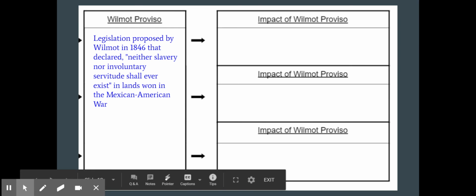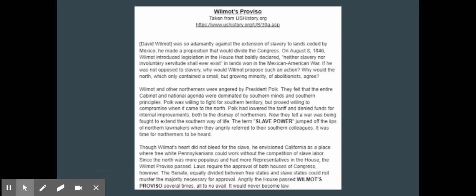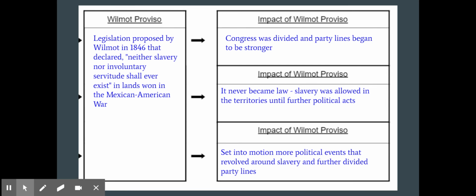Now let's talk about the impact of it. Okay, so what was the impact of it? What happened because of Wilmot's Proviso? Kind of going into a little bit of cause and effect. Well, one is that Congress was really divided. And along these lines, it would never become law because of that division. Okay, so as I'm looking through here, I have that here. So Congress was divided. It never became law, and so slavery was allowed in the territories until further political acts.